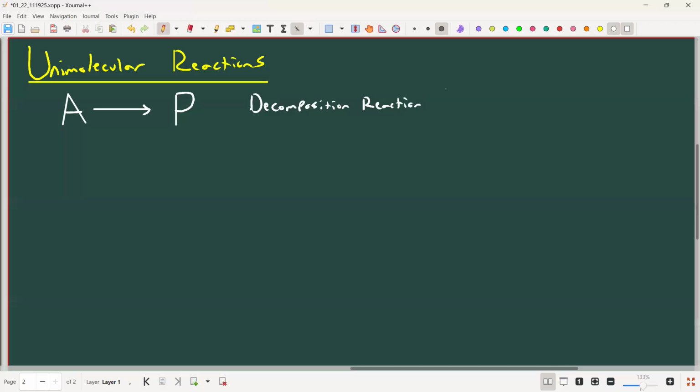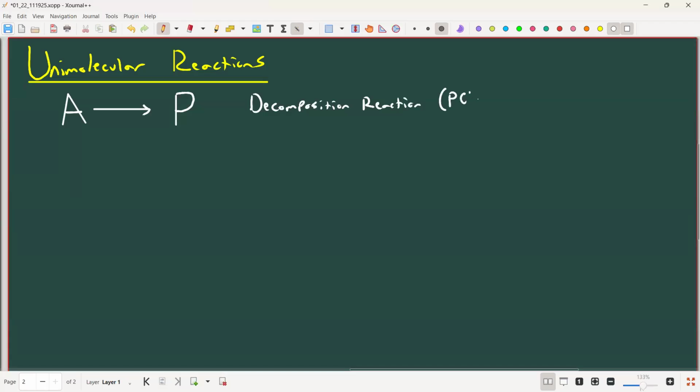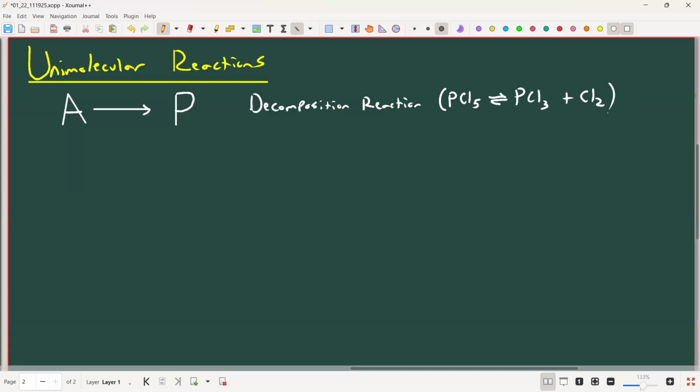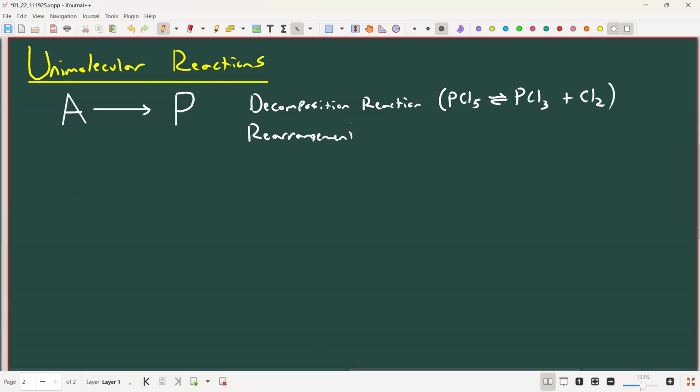Right? What would be a good example of a decomposition reaction? Well, we've looked at one in equilibrium before: the decomposition of PCl5 into Cl2 and PCl3. Or a rearrangement reaction, something where a molecule moves around. There's lots of examples of this in chemistry.